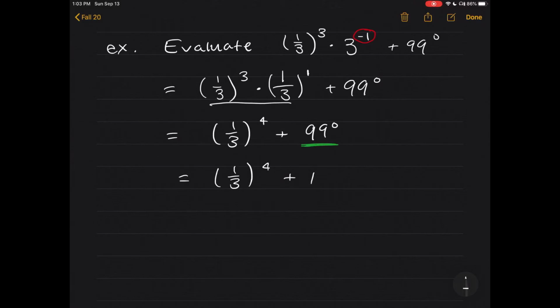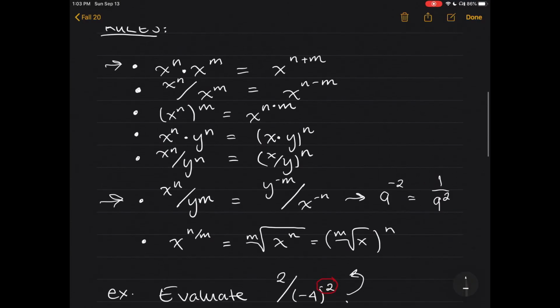Cool. Now let's finish off this 1/3 to the 4th. We can do this move right here kind of backwards.